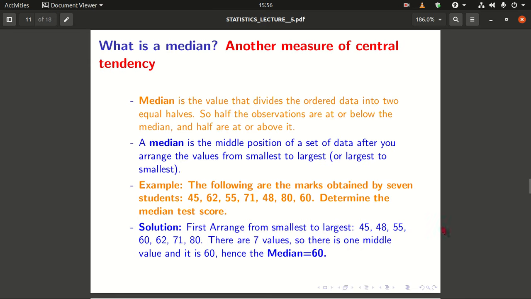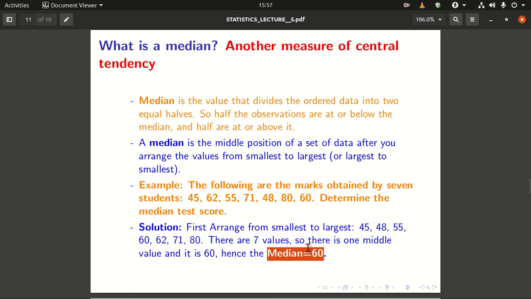And then the next thing is to ask, how many observations do I have? I have 1, 2, 3, 4, 5, 6, 7. I have 7 of them. So if I place 3 on the left and 3 on the right, the one value in the middle is supposed to be the median, as you can see here: 45, 48, 55, 60, 62, 71, 80. Then this one here is the one sitting in the middle. Hence, it is the median. I hope this makes sense.